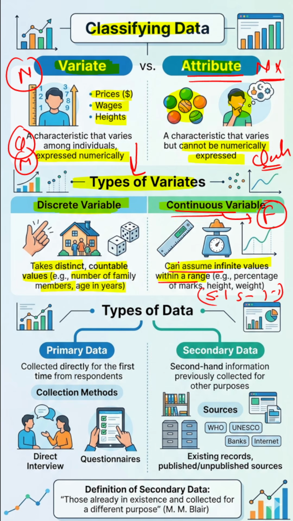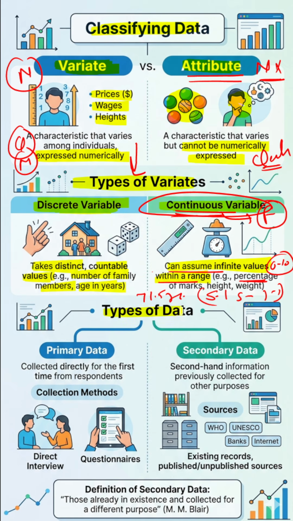For example, what is your percentage? Percentage can be 71.5, 71.6, 80, 81.4. That means it has some range. For percentage, the range is, for example, 0 to 100, right? So, a continuous variable means one with a definite range, where infinite values can be there within the range, and discrete means there will be distinct and countable values.